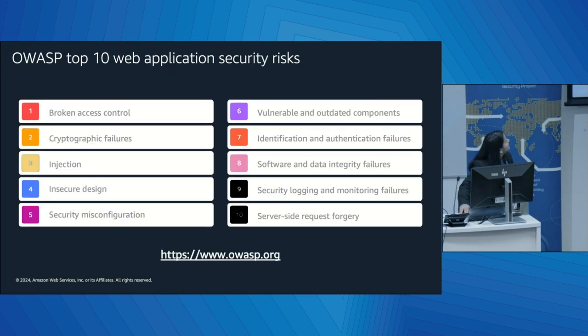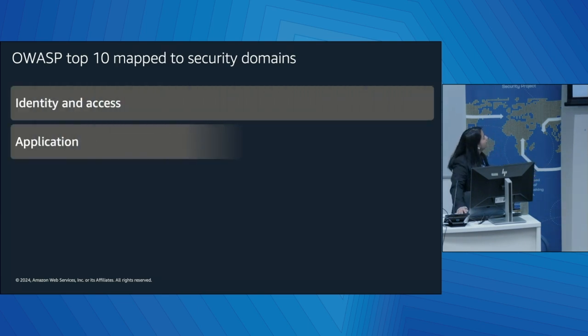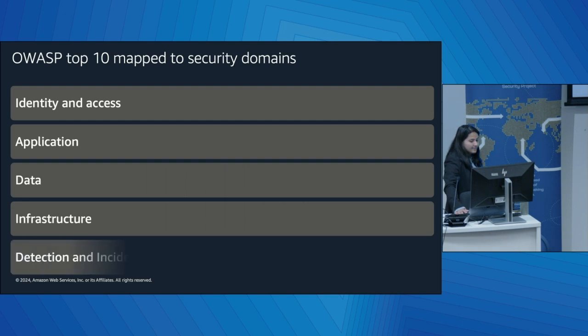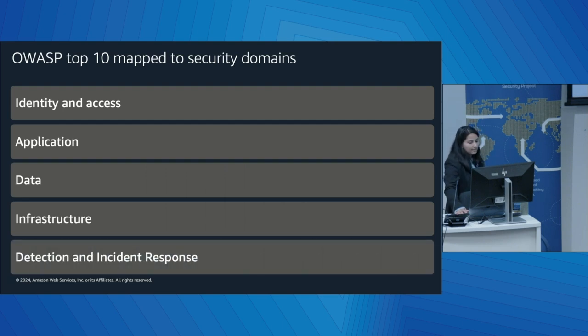So these are the top 10 security challenges mentioned in OWASP's top 10. It's all a public link, owasp.org, you can go there and find it. I have tried to put it into security domains for easy understanding, because each of them talks about various things. Broken access control can mean your access can be broken at data level, application level, or infrastructure level. So I tried to put it in various domains: identity and access management, application, data, infrastructure, and detection and incident response.